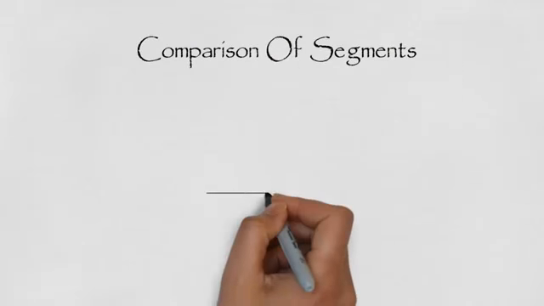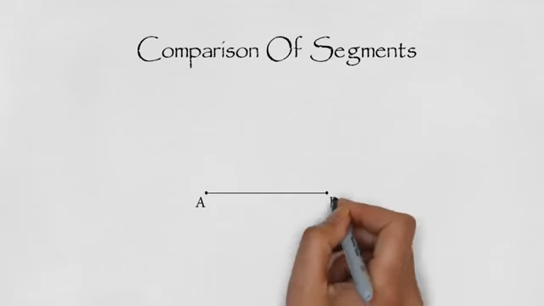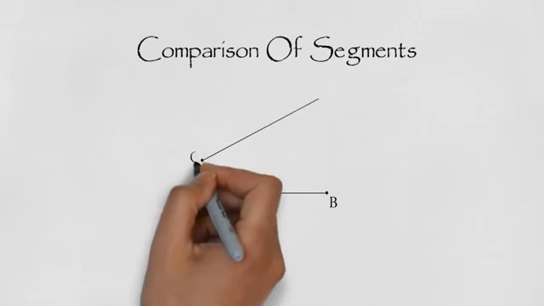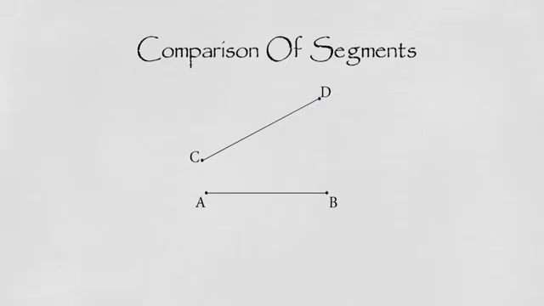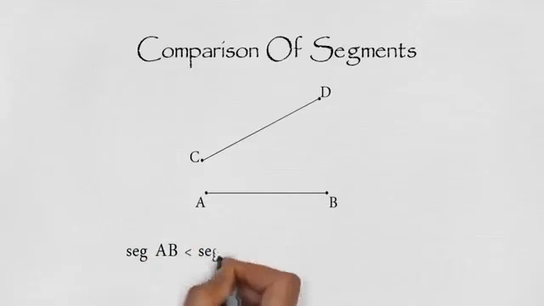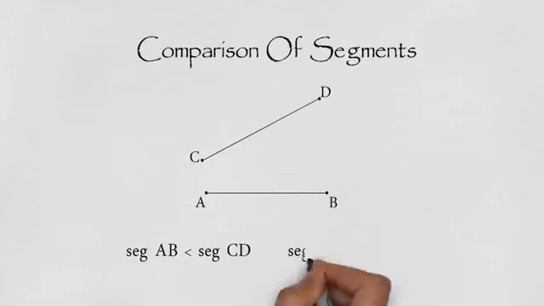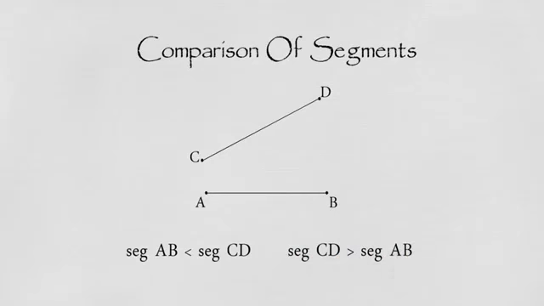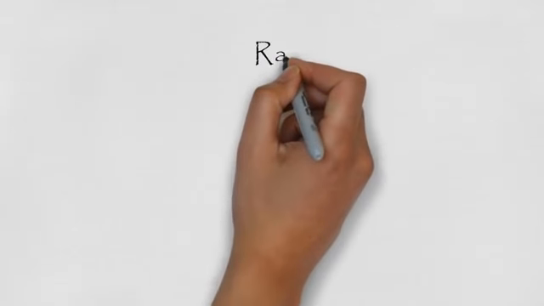Comparison of segments. Suppose segment AB and CD are given. If length AB is less than length CD, then we say that segment AB is smaller than segment CD and denoted by segment AB is less than segment CD. This also means that segment CD is greater than segment AB.